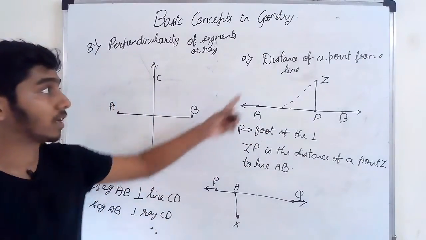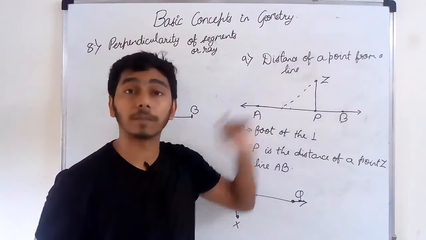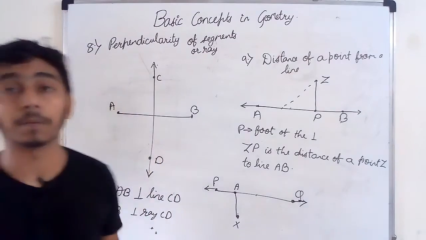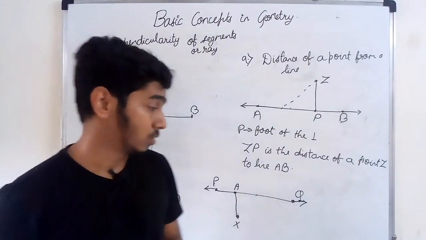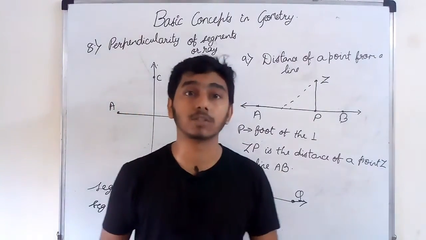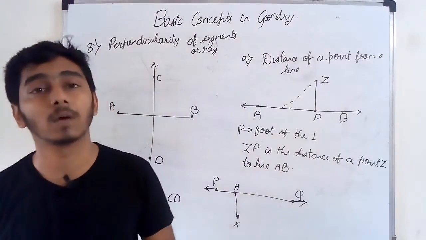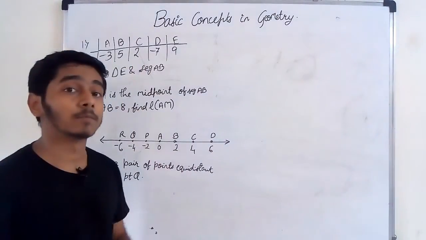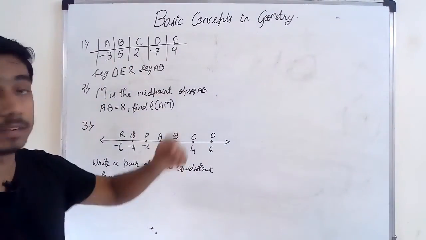Okay. So I hope you have understood how to find distance of a point from a line, and also you understood what is perpendicularity. So now, based on whatever concepts we have done, we'll see questions based on them. Let's see them one by one. So we are looking at some questions now. So the first question.